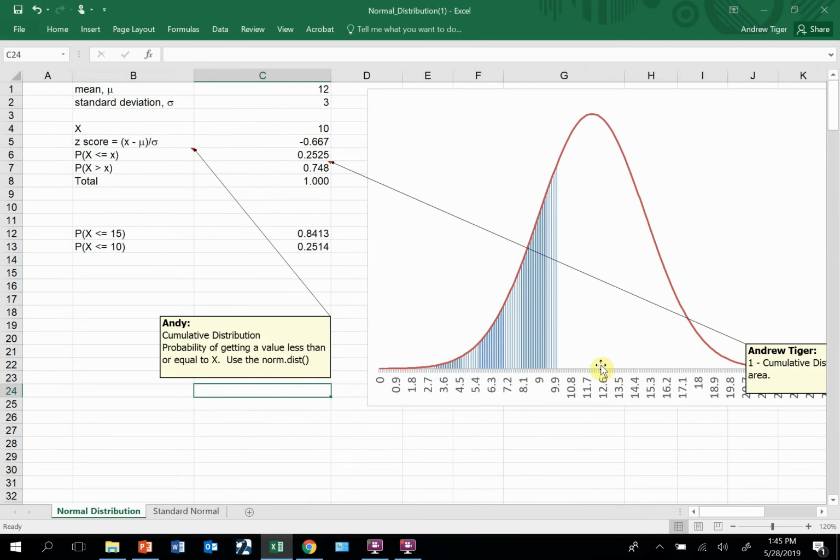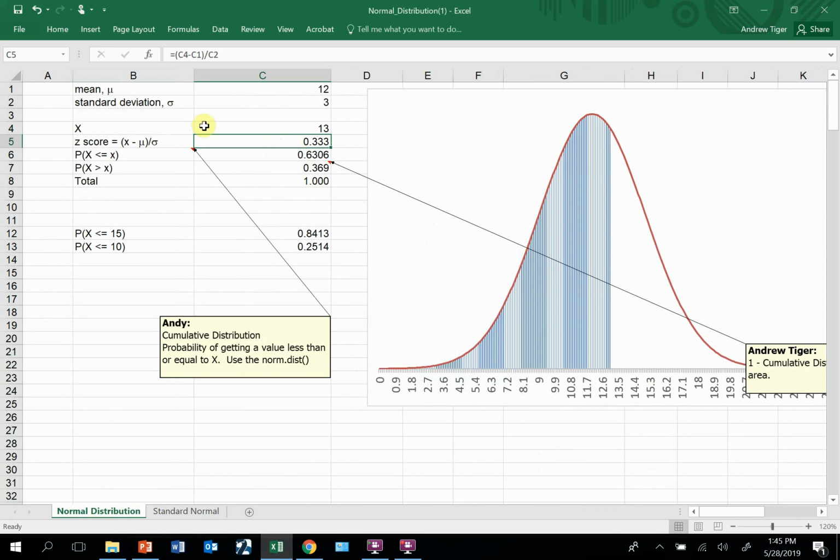This is what we just watched a video on. If we were trying to solve for the area to the left, let me put a number over here like 13. What is the probability that I would get a number 13 or less on a normal distribution centered at 12 with a standard deviation of 3? When you go to the back of the book, the first thing you have to do is calculate a z-score. The z-score is equal to 13 minus 12, that's 1, over 3 to come up with 0.333.